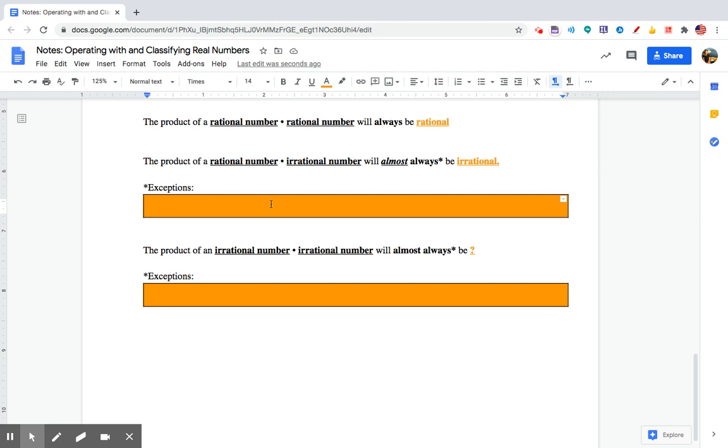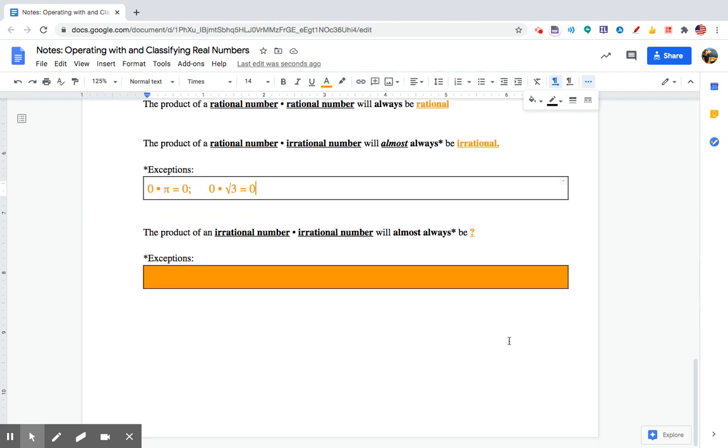And you always want to think about the number 0. 0 plays a significant role here because if I multiply 0, which is a rational number, by any irrational number, we're actually going to get 0 as a result. So let's check that out. Yeah, my exceptions have to do with the number 0. So almost always the product of rational times irrational will be irrational, but be careful with that exception. All right, let's go on to the last one.